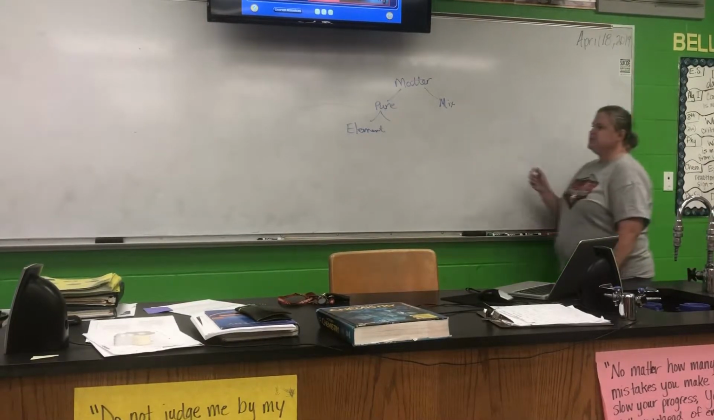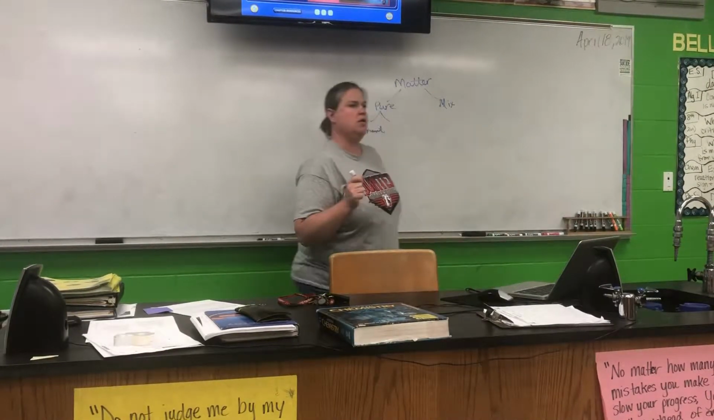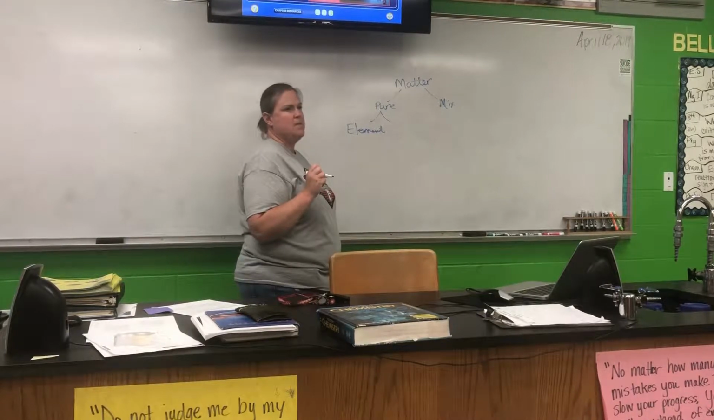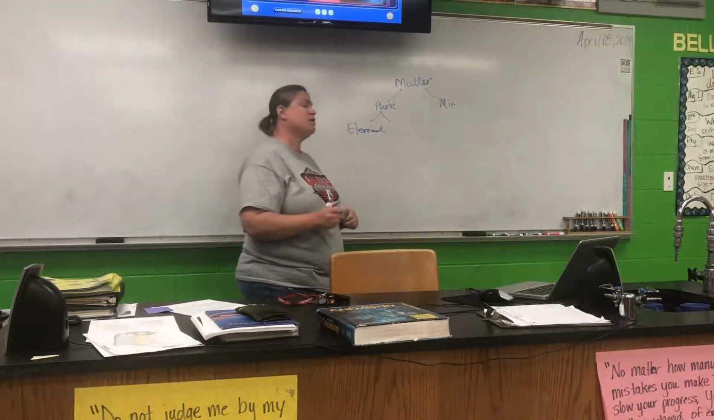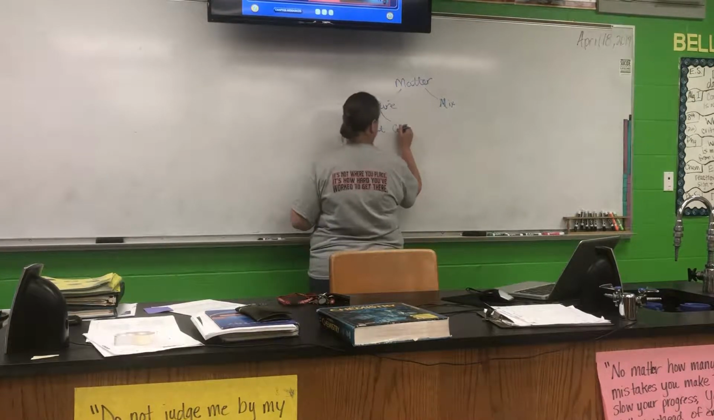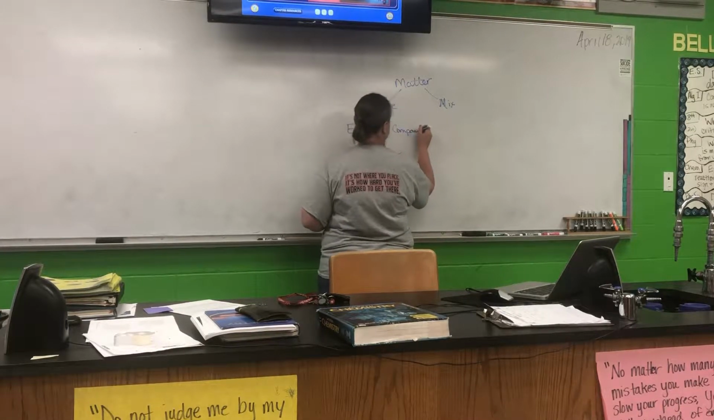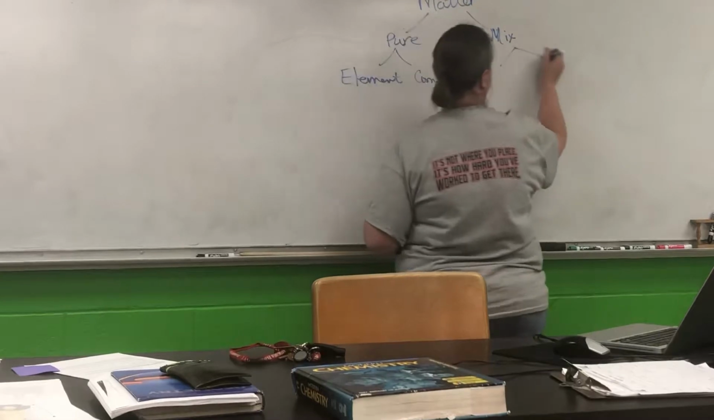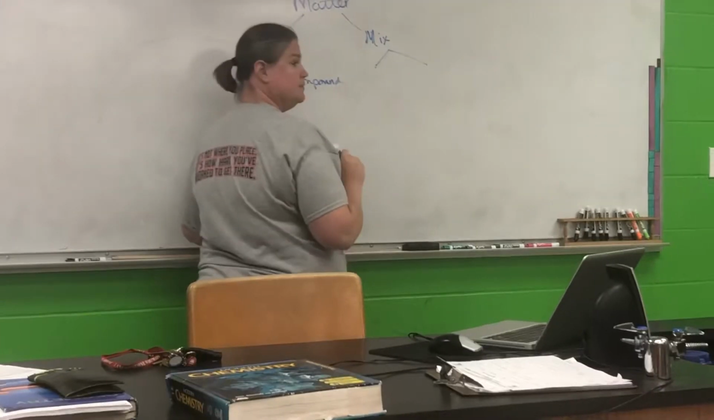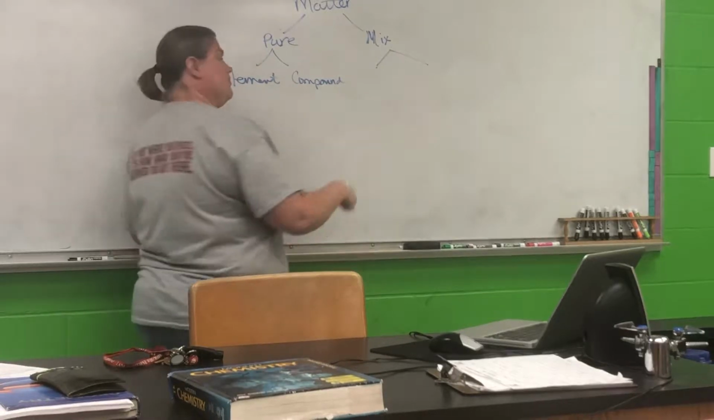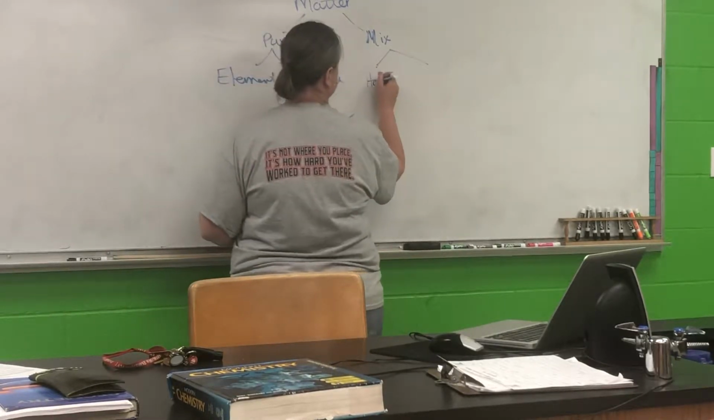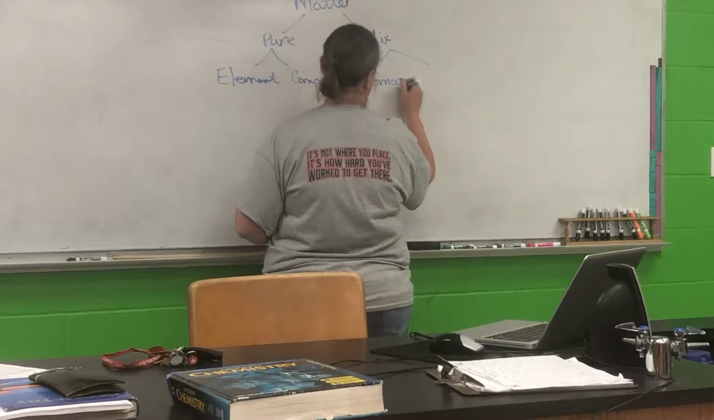Right. Elements and what else? When two elements combine chemically, what is that called? A compound. Okay? Now, there were two types of mixtures. What are they? Homogeneous and heterogeneous. Homo and hetero.